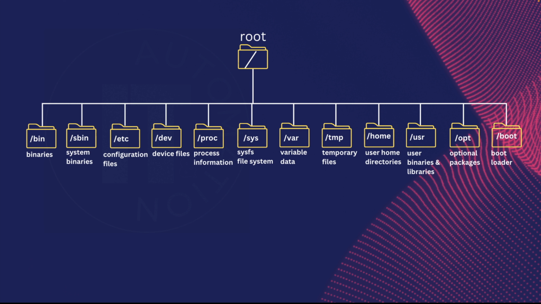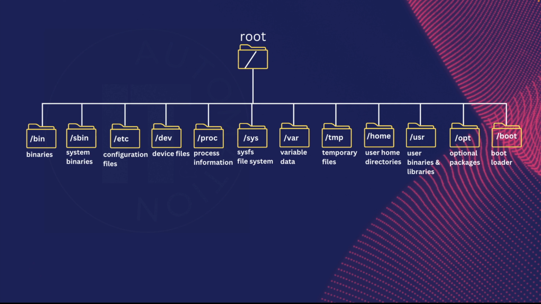So let's look into some of the important Linux files and directories. The root directory. The root directory is the top level directory in the file system hierarchy. All other directories and files are located either directly beneath the root directory or within its subdirectories. The root directory contains essential system files and directories necessary for booting and operating the system.